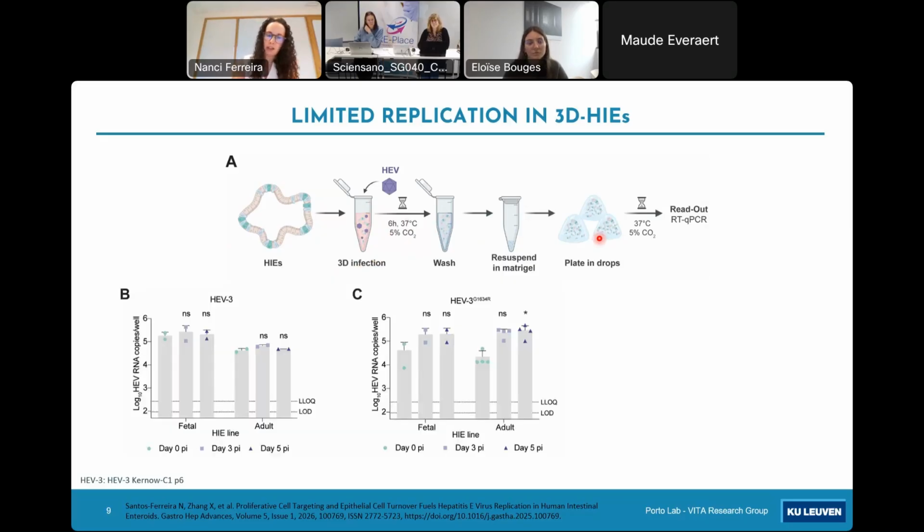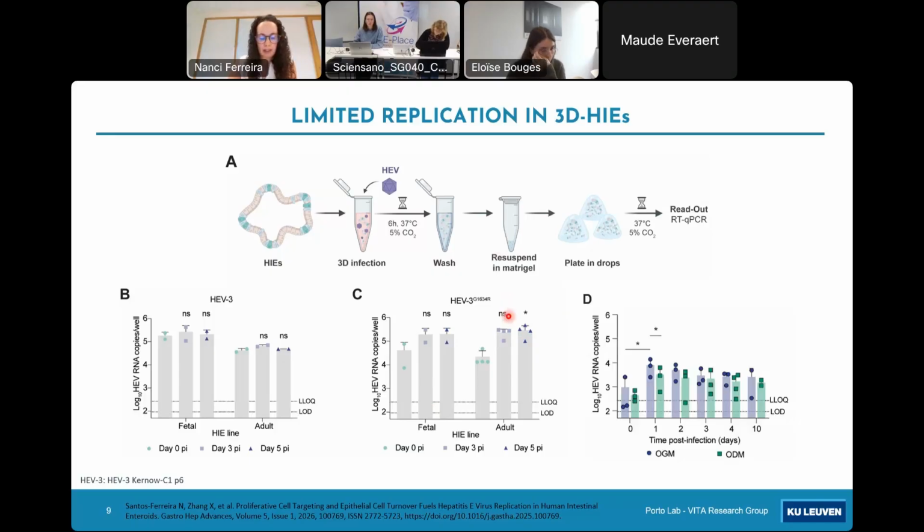And we infected 3D enteroids with hepatitis E virus genotype 3, both the wild type, but also one containing a fitness-enhancing mutation. What we observed was a very limited replication that is very slow over time. This is also a feature that we see in immortalized models. And probably this would require following infection for longer time periods. But as I explained before, this accumulation of debris inside the organoids makes it difficult to keep the cells viable for long time periods.